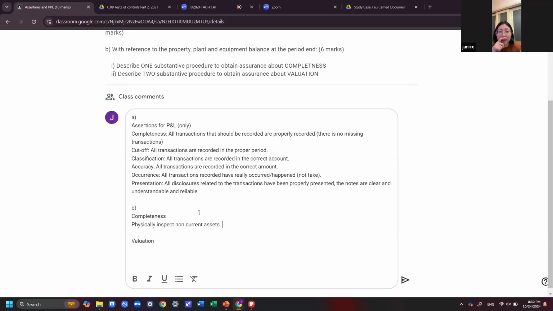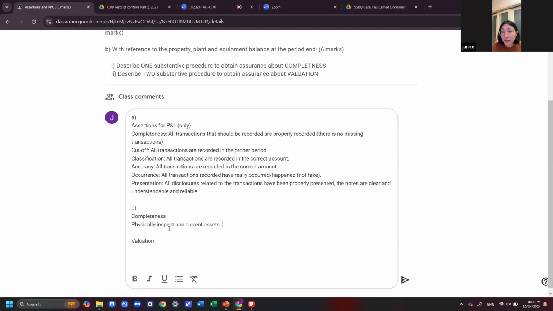When it says 0.5, I would give a big 0. Because inspecting the non-current asset doesn't help me for completeness, all right? To make sure of completeness, you need to do the whole procedure from the beginning until the ending, the full procedure, in order to verify completeness.